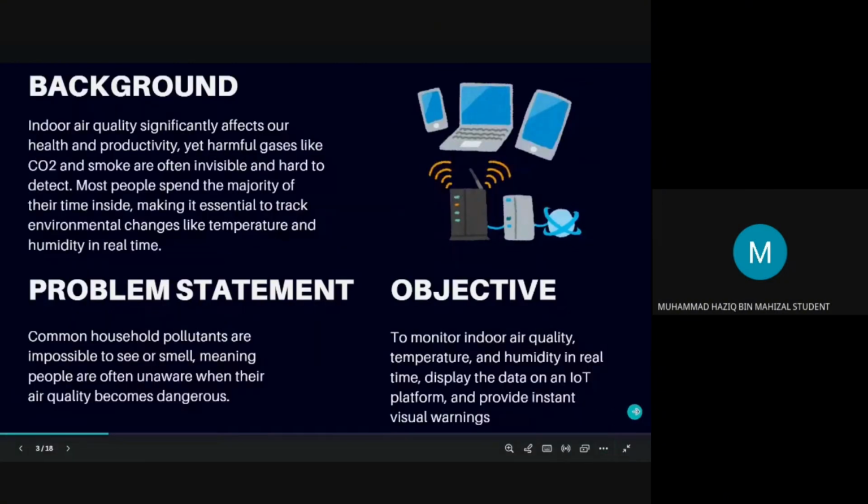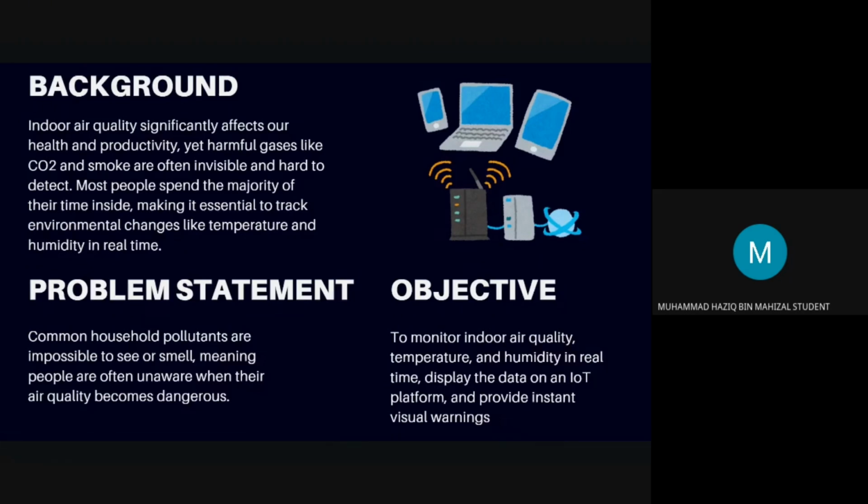The background for our project is that indoor air quality significantly affects our health and productivity. Yet harmful gases like CO2 and smoke are often invisible and hard to detect. Most people nowadays spend their time indoors, making it essential to track environmental changes like temperature and humidity in real time. The problem statement for our project is that common household pollutants are impossible to see or smell, meaning people are unaware whether their air quality is good or poor.